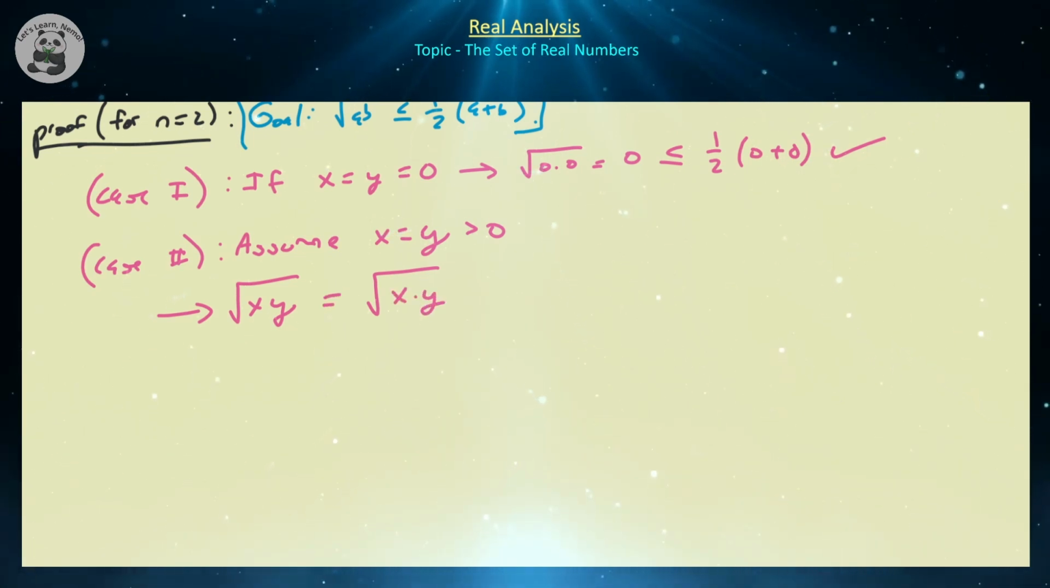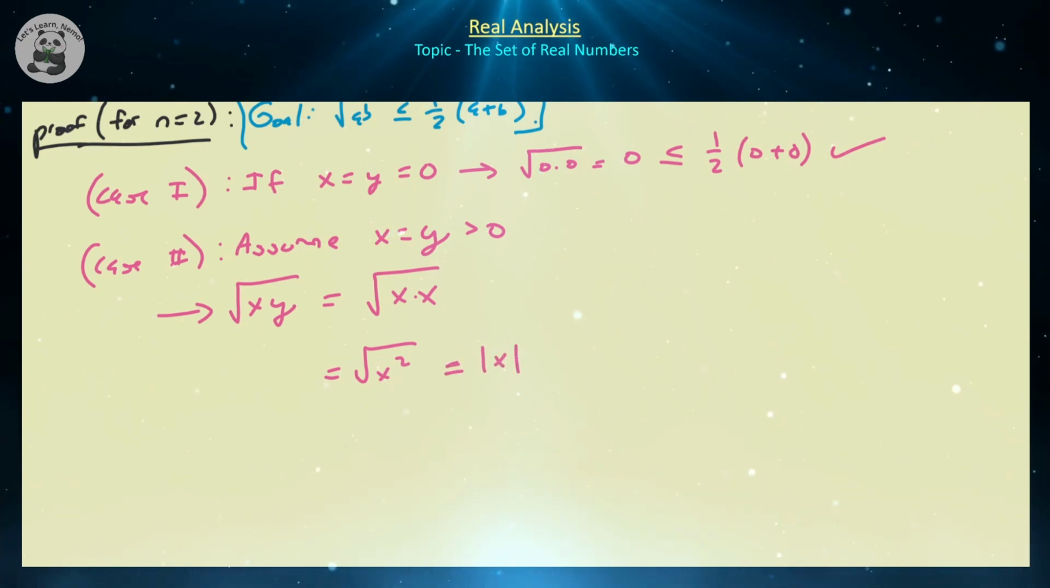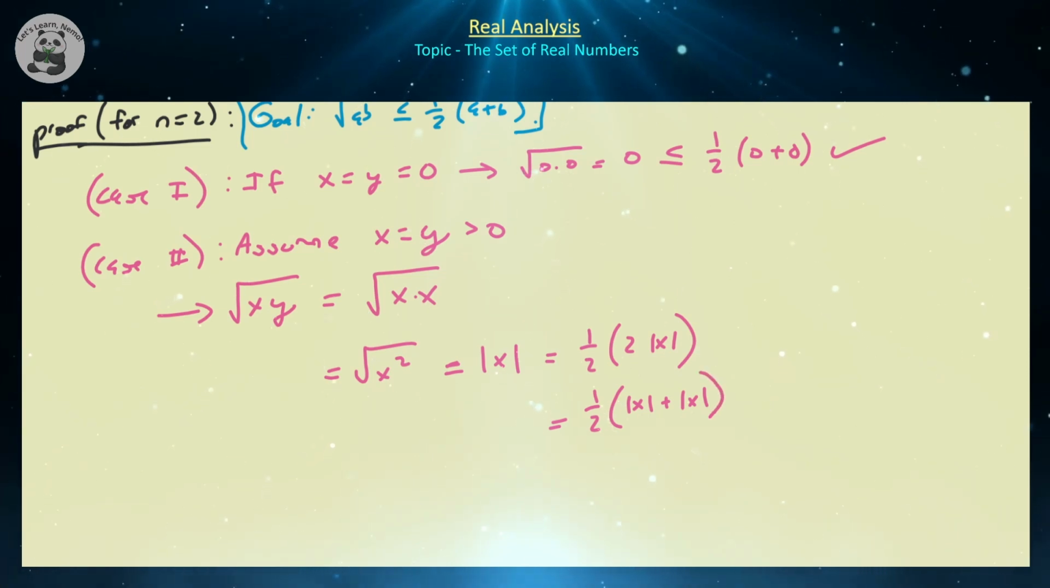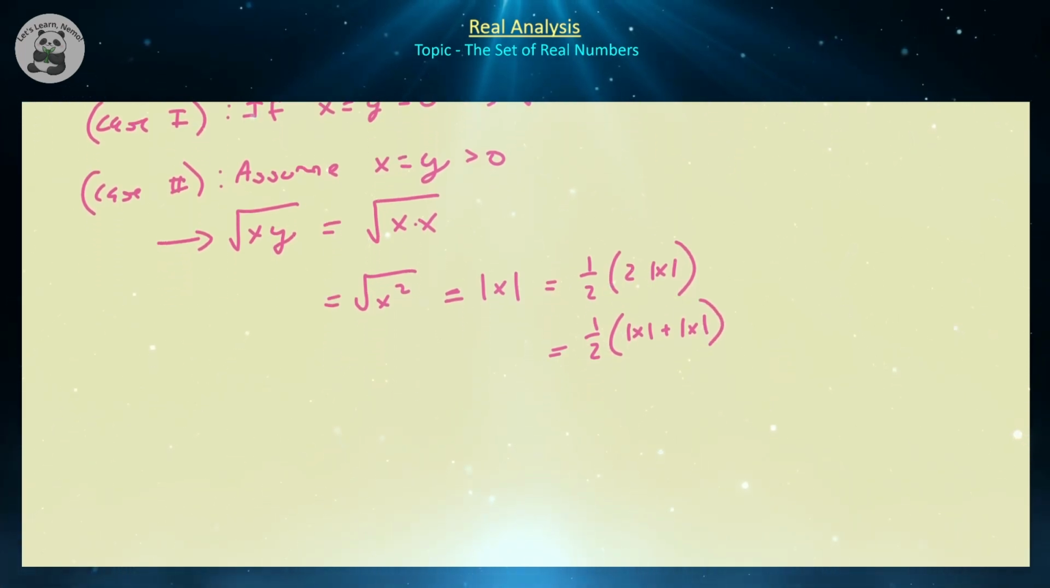x times x, not x times y. So that's going to be equal to, of course, the square root of x squared. And we know that the square root of x squared is just going to be equal to the absolute value of x. And the absolute value of x is equal to 1/2 of 2 times the absolute value of x. And we know that's equal to, again, 1/2 of the absolute value of x plus the absolute value of x. And since x and y are equal to each other, this is just 1/2 times the absolute value of x plus the absolute value of y. So we have equality for that.